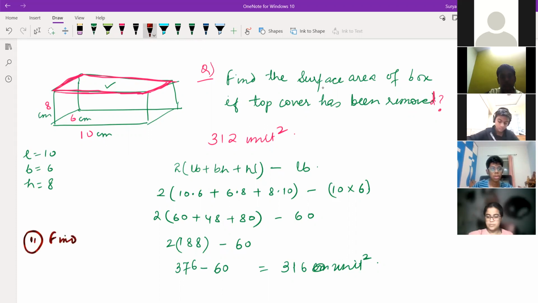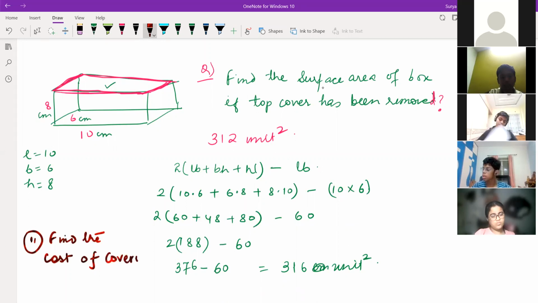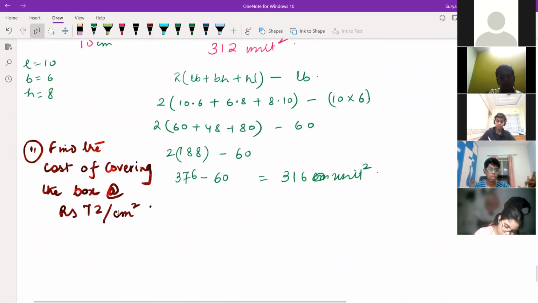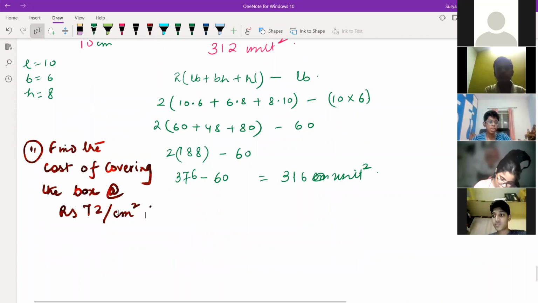Now, second question is find the cost of covering the box. Okay, same question. Top part is not there. Find the cost of covering the box at the rate of rupees 72 per centimeter square. Find the cost of covering the box. Sir, top is not there. Yeah, same question. Top is not there.